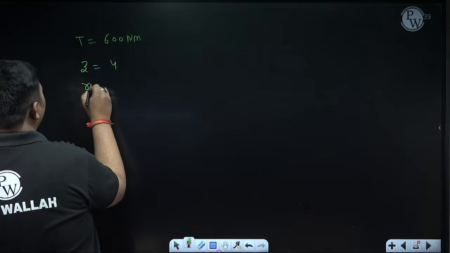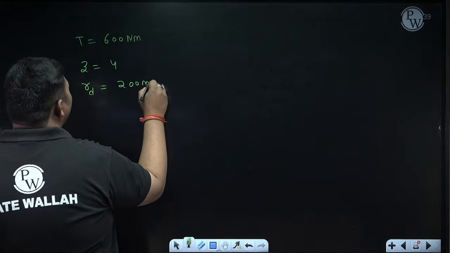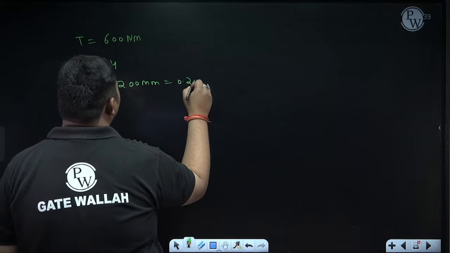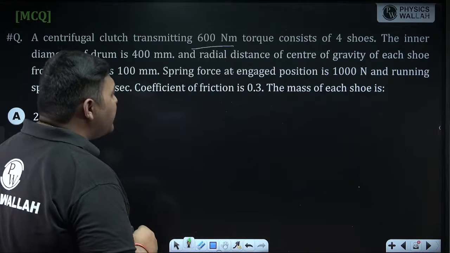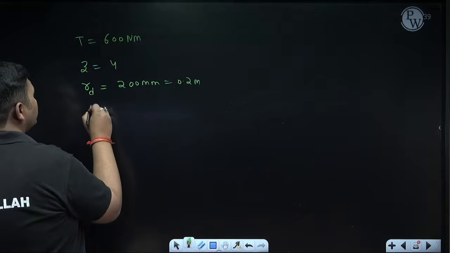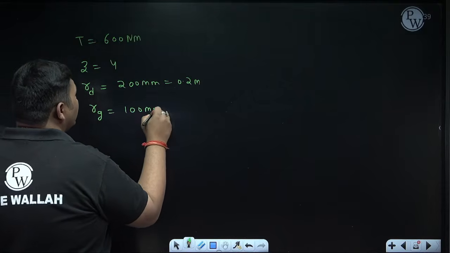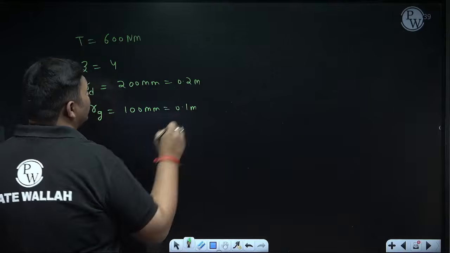The inner diameter of the drum is 400 mm. So inner radius, here we require radius. Inner radius of the drum will be 200 mm, half of 400, in meter it will be 0.2 meter. The radius of center of gravity of each shoe from axis of shaft is 100 mm. Radius of center of gravity I denote as RG. So it is 100 mm, in meter it will be 0.1 meter.